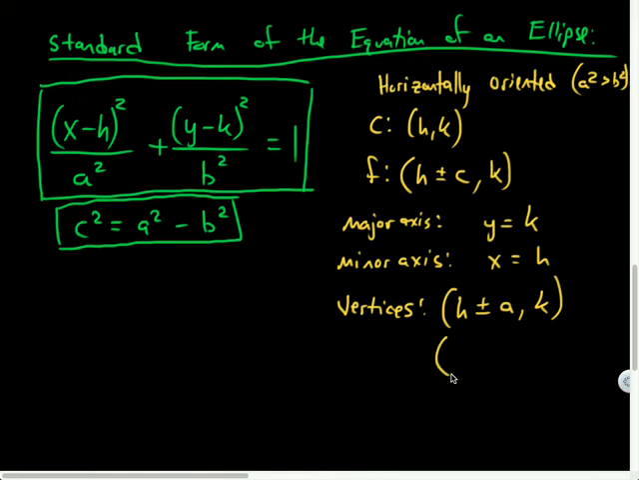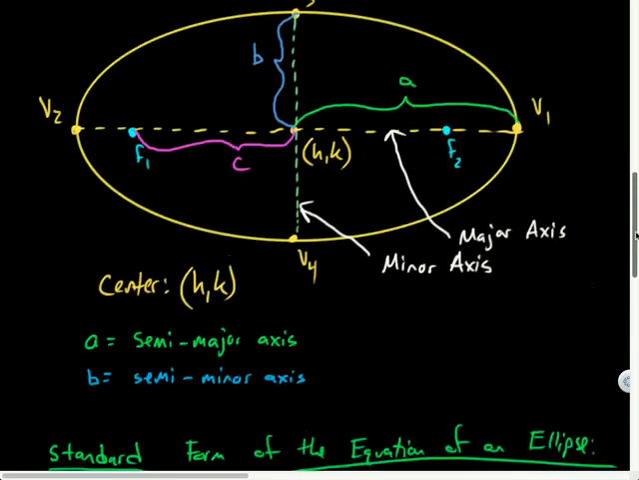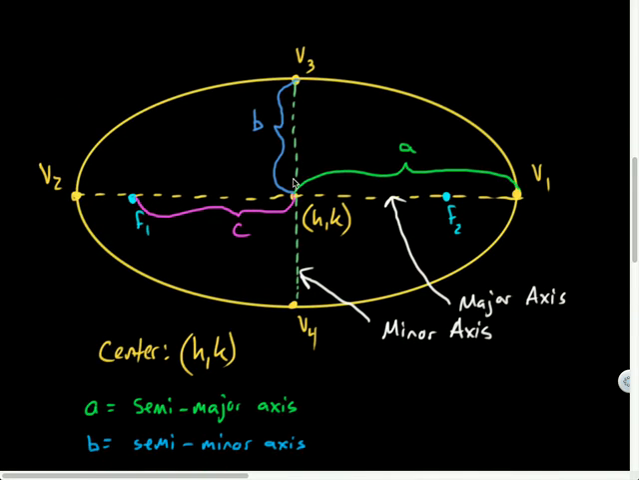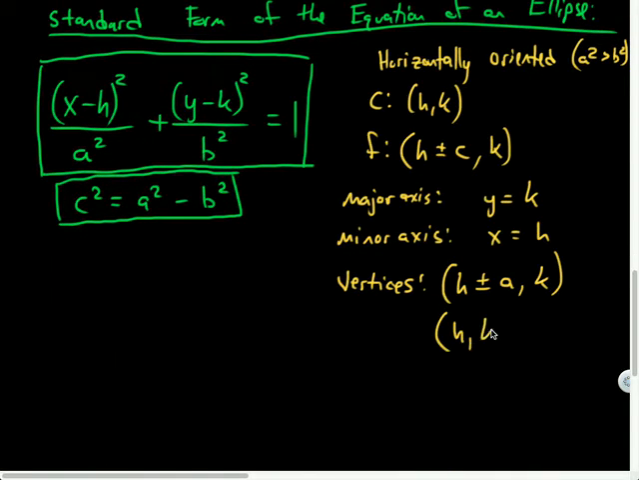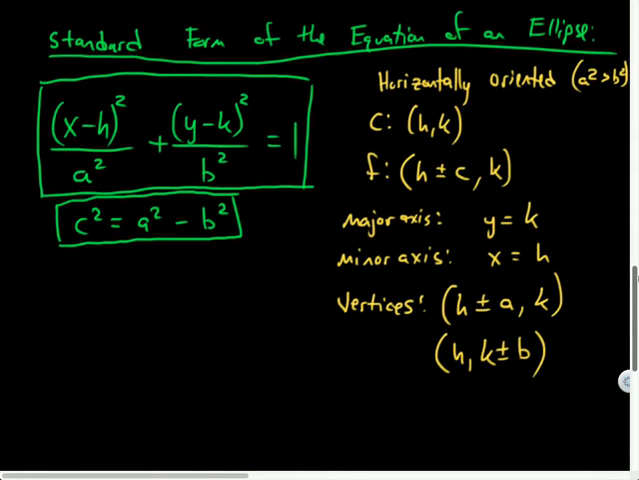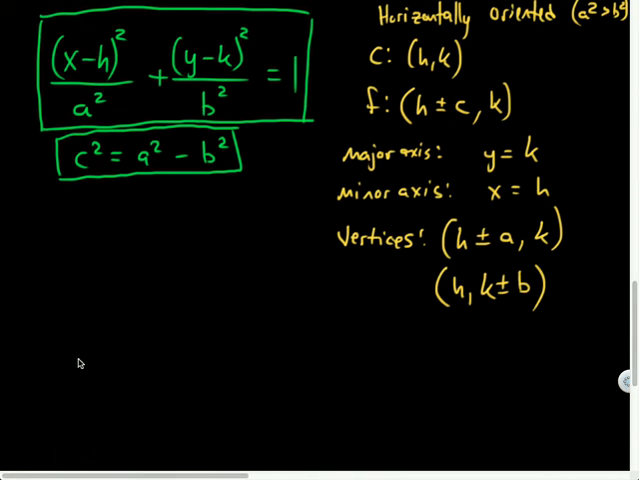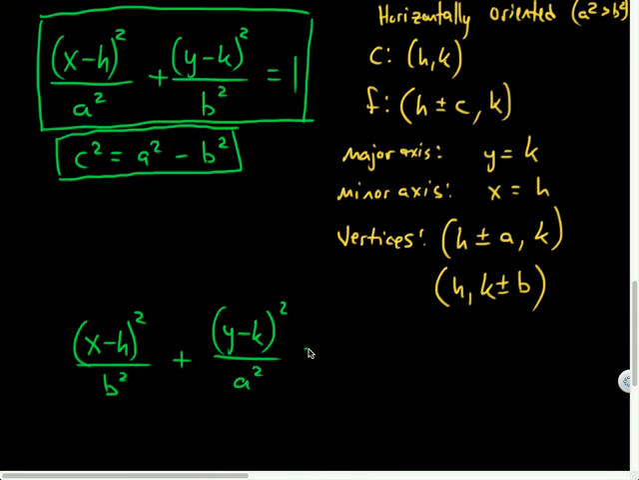Once you know those numbers, you can just plug them in and figure out what the vertices are. The minor axis vertices, I'm going to add and subtract b to the k coordinate. So it'll be h comma k plus or minus b. So that's all of the facts for the horizontally oriented one. And I'm going to quickly go through a vertically oriented one. It would look like this: x minus h squared over b squared, b is the smaller one, plus y minus k squared over a squared equals 1.